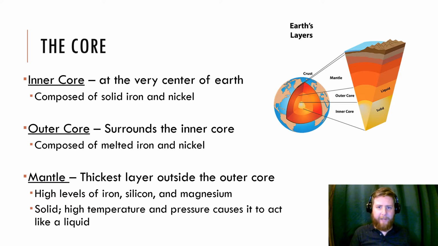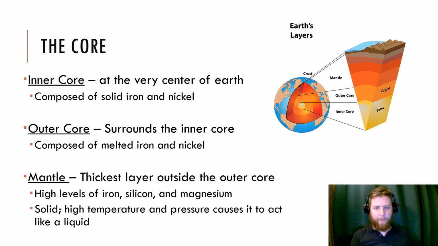Above that, we have the thickest layer of the Earth, which is the mantle. And the mantle has high amounts of iron, silicon, and magnesium. And we haven't seen silicon and magnesium yet, but these are lighter elements than nickel and iron. The mantle is solid, but because it's at such a high temperature and such a high pressure, it causes it to act kind of like a liquid, like lava or something like that, where it's a solid, but it's moving kind of liquid-like.